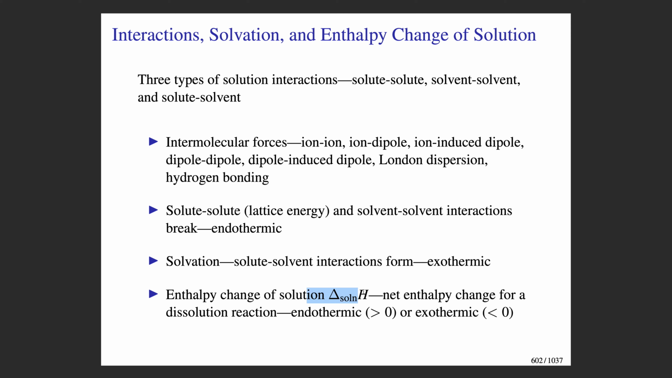So the so-called enthalpy change for a solution, the net enthalpy change for the dissolution reaction, could either be endothermic or it could be exothermic. And we've learned previously what delta H means. For an endothermic process, delta H is positive. For an exothermic process, delta H is negative.